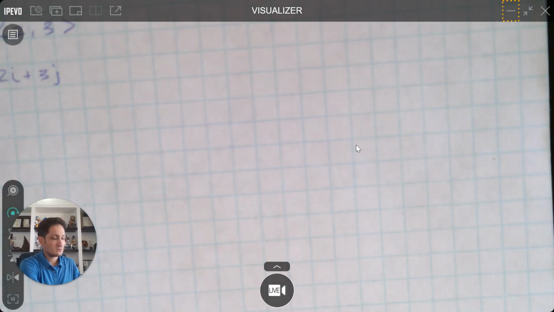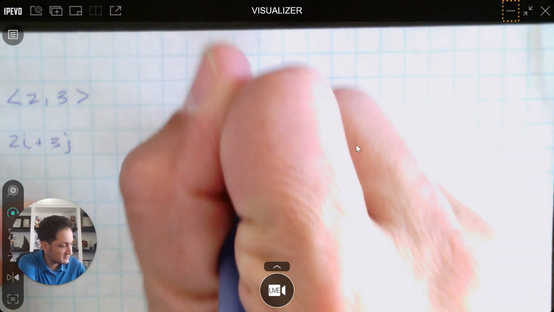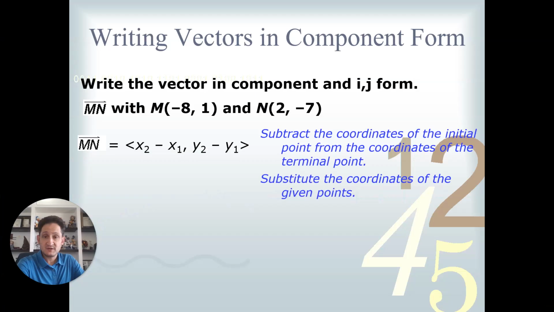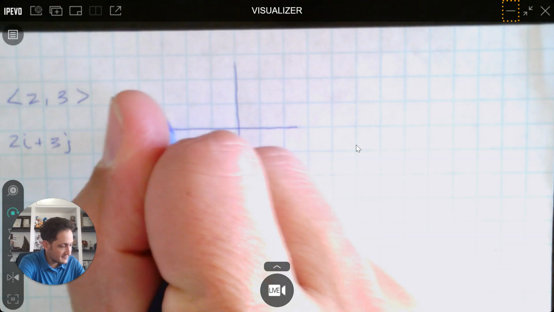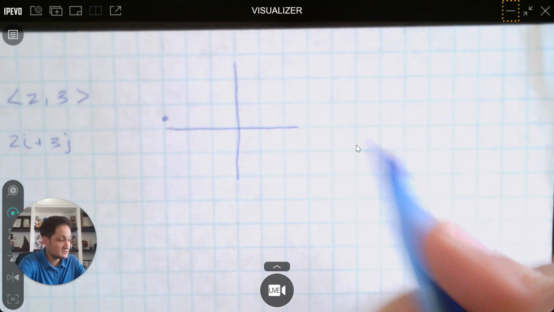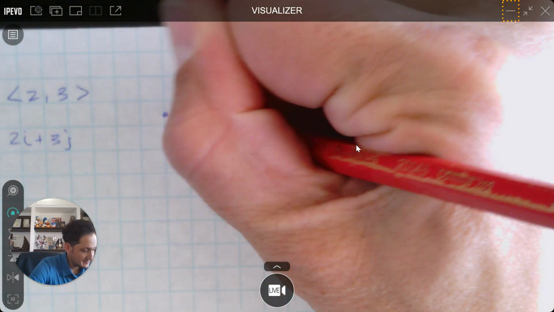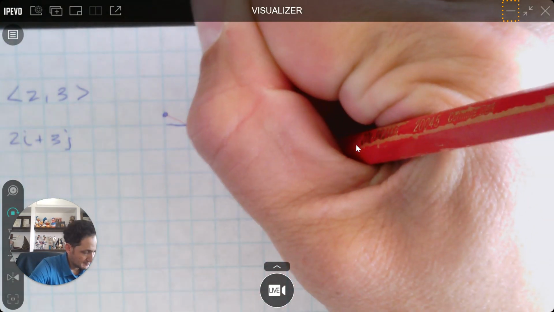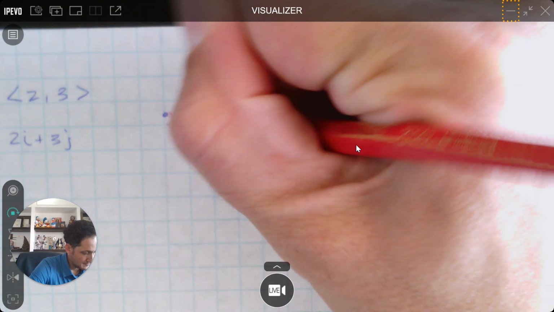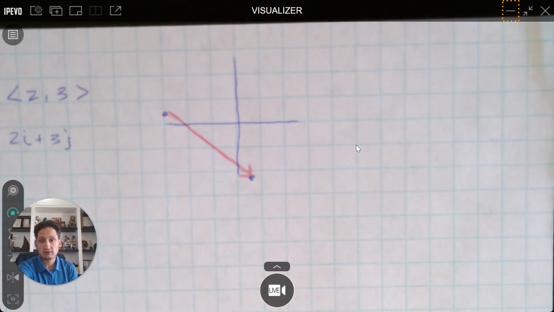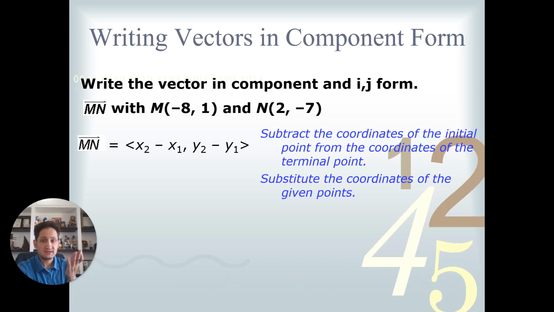Here, not accurate at all drawing. -8, 1. 2, -7. So it goes like that. Ish. Very accurate, right? Yeah. Take your x's, subtract them. Take your y's, subtract them. That's how you find the distance between any 2 points anyway. Difference. Delta.